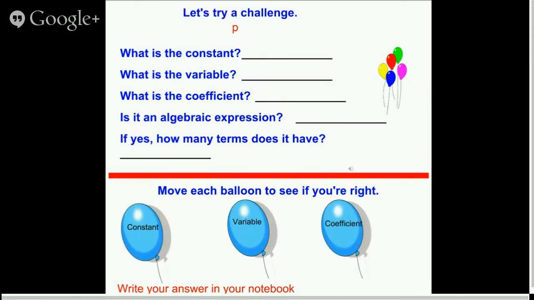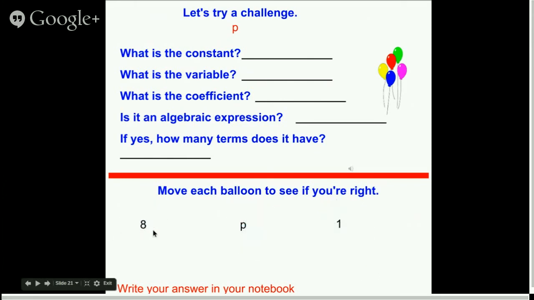All right, how about this one? Go ahead and pause it. Correct answer for this one. See, these just got mixed up. The correct answer for this constant is 0. The constant is 0. Okay, there's a p. Okay, the coefficient is 1. Okay, so 0, p, 1. Is it an algebraic expression? Yes, and it has one term.